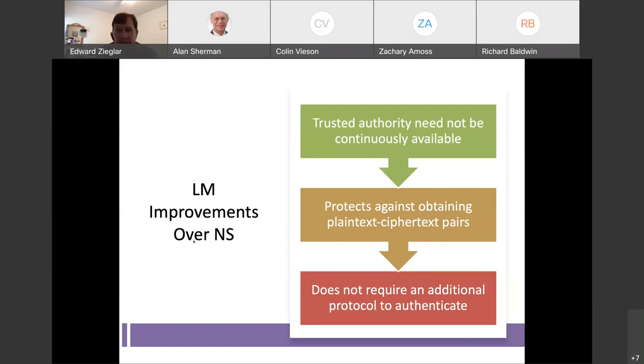So what are the improvements over Needham Schroeder? Well, the first improvement is that the trusted authority doesn't need to be continuously available. If I am going to send a message, I just need to have that pair key. And the pair key doesn't have to be protected because it's the XOR of two other secrets, so there isn't anything in it that requires that it be protected. So it's sort of a public component. You can essentially store it on your system, and you only have to talk to a trusted agent once to obtain the pair key.